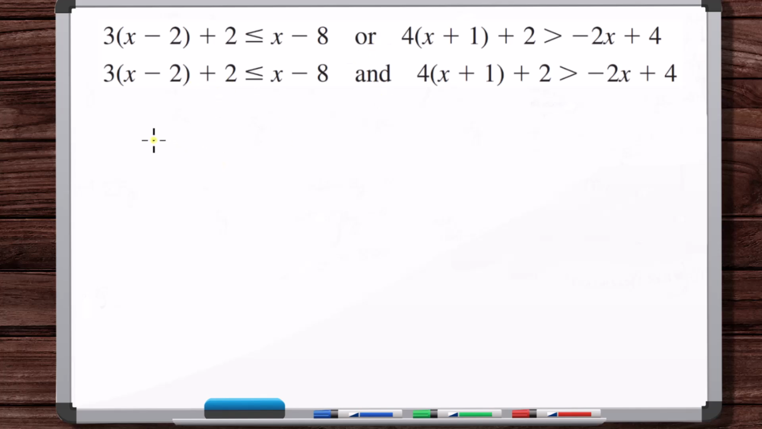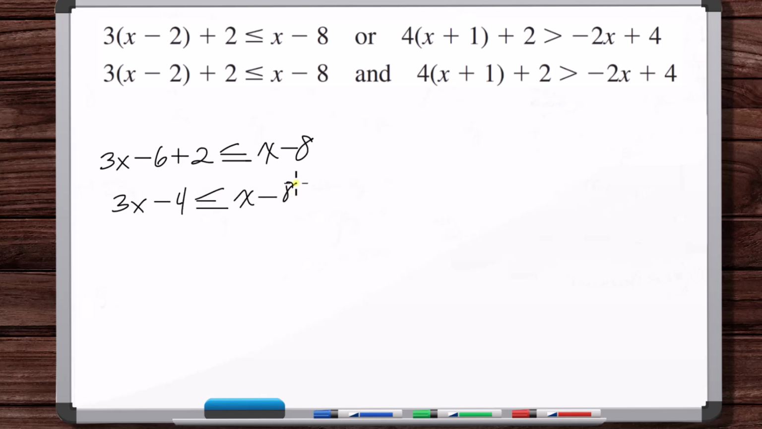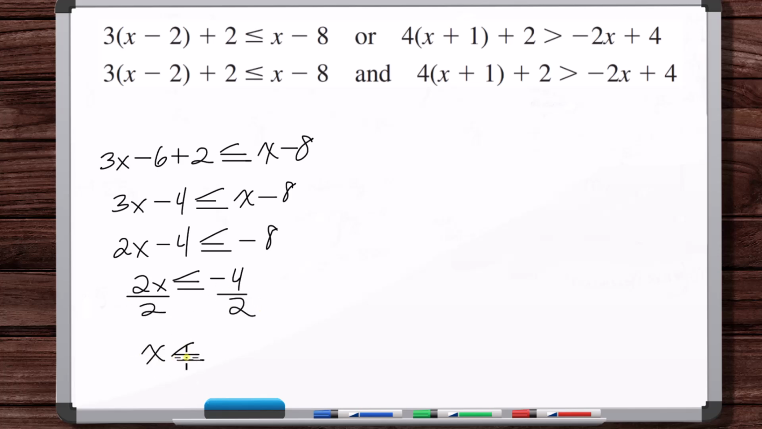So, okay, let's solve each one on its own. So 3x minus 6 plus 2 is less than or equal to x minus 8. So 3x minus 4 is less than or equal to x minus 8. Okay, subtracting x from both sides, we get, now adding 4 to both sides, we get, okay, dividing both sides by positive 2, we get this.